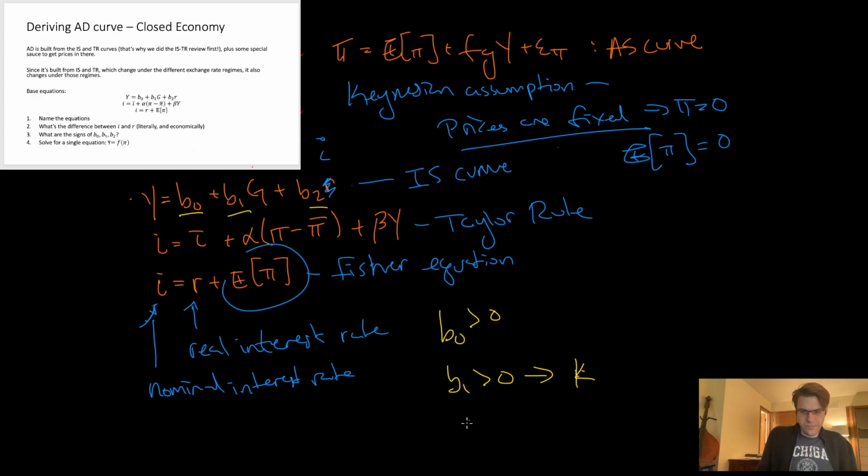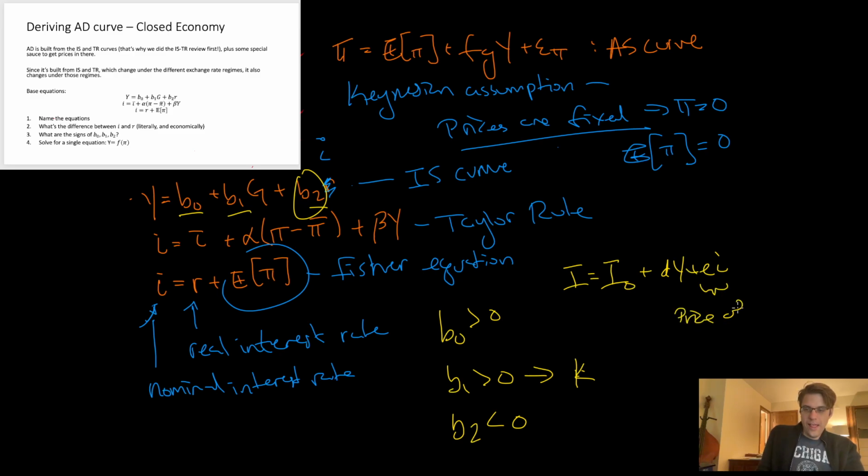It's sort of close to 1. And then B2, we have to remember that B2 is less than 0, right? Why? Remember, this comes from that equation I is equal to big I 0 plus, and then we always had a coefficient like E. E is what we used before. Let's say dy plus EI, right? And we said that this EI is like the price of investment for firms, so that if prices go up, investment goes down. So E is negative, and this B2 is just a rebranded E, so B2 is negative. Okay, so that's our analysis there.